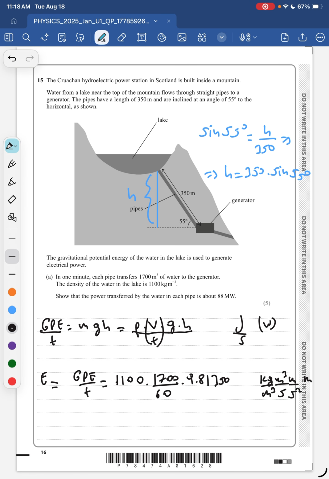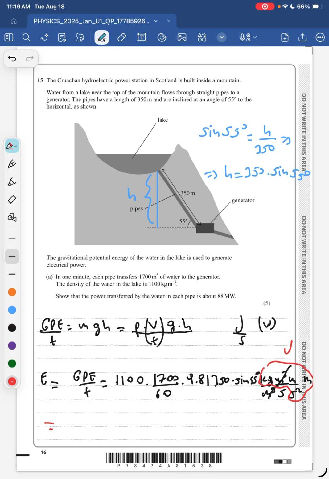That's meters. I'm sorry if it's confusing. Times sine of 55 degrees. Okay, I crammed everything there. I'm sorry. So we get many cancellations. Cubic meters and cubic meters cancel, and we are left with kilograms times meter squared over second squared. So these units create a joule, and joules per second is a watt.